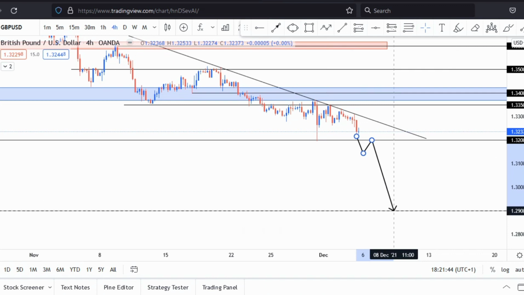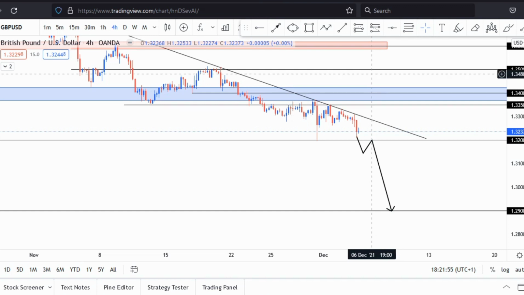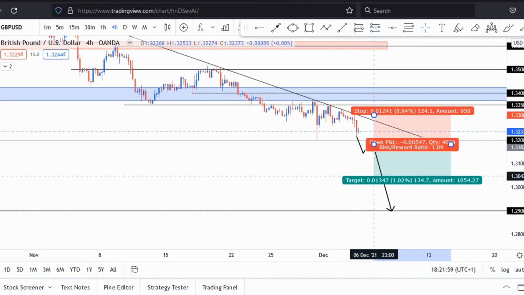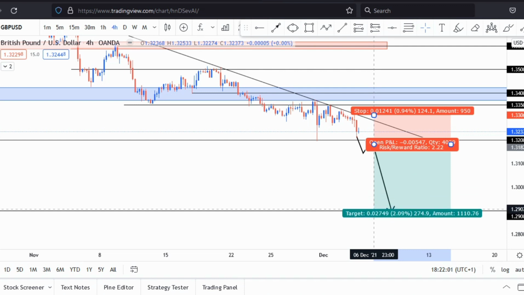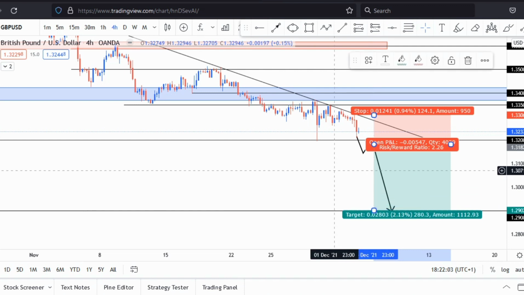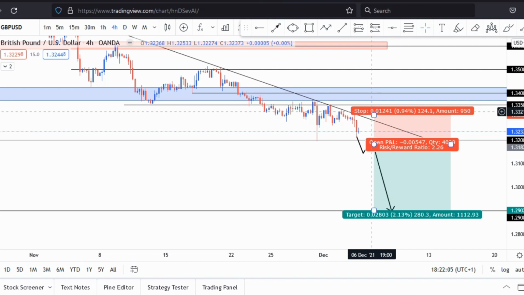significant support level, which will be around the 1.29 level, and this will give us a very good profit margin. We're looking at about 250 pips, 280 pips thereabouts on that particular move if price does break the 1.32 level.